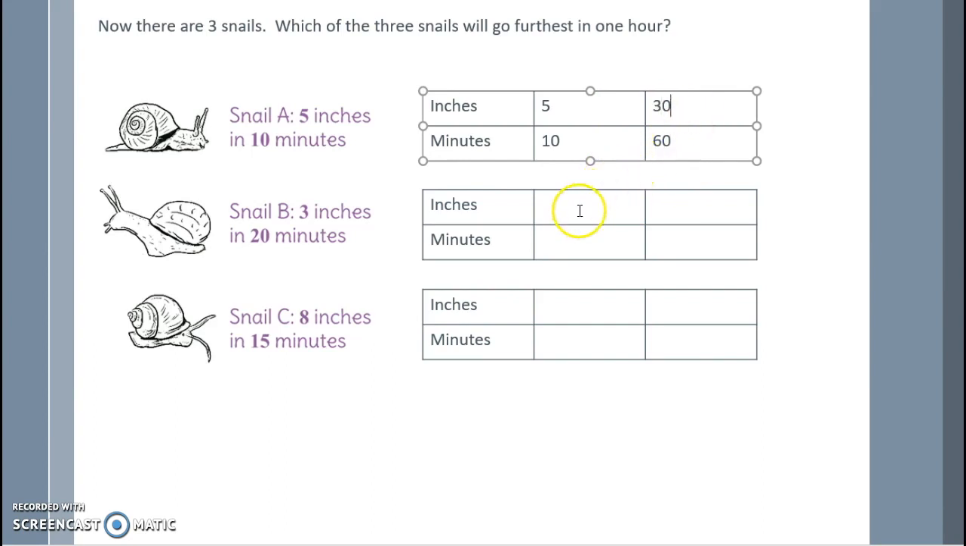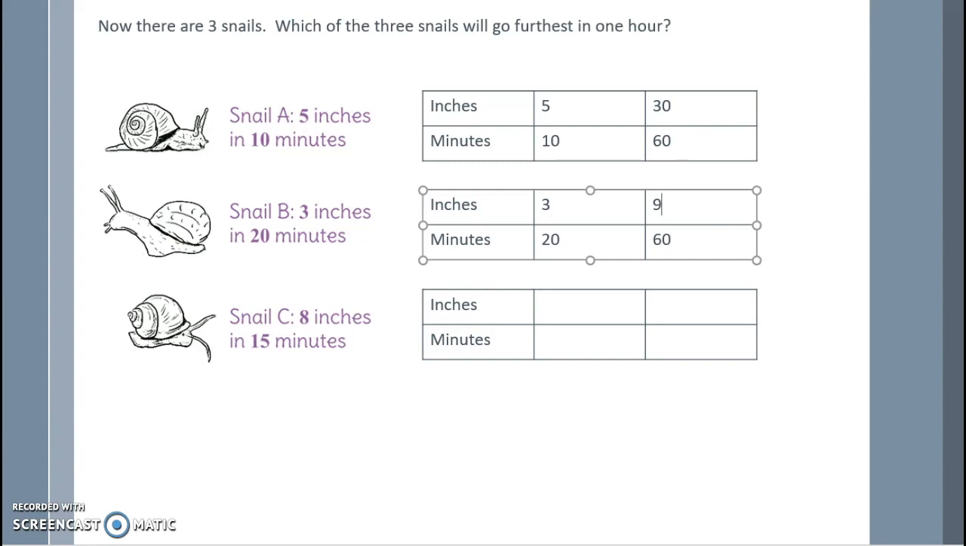Snail B can crawl 3 inches in 20 minutes. We're again particularly interested how far they can go in 60 minutes or 1 hour. 20 times 3 gives me 60. So 3 times 3 gives us 9. So far, snail A is truly winning.